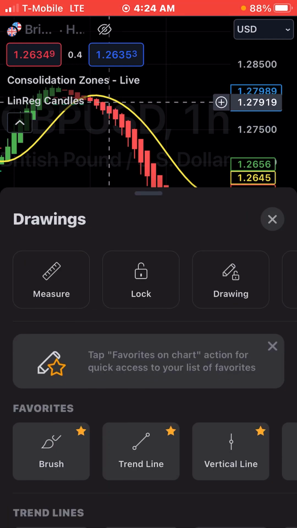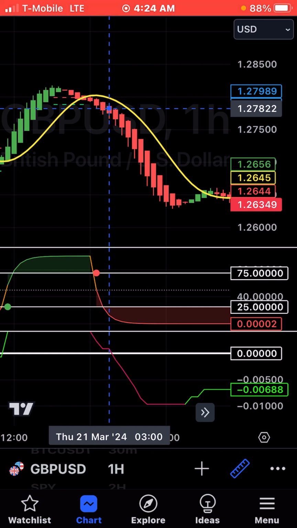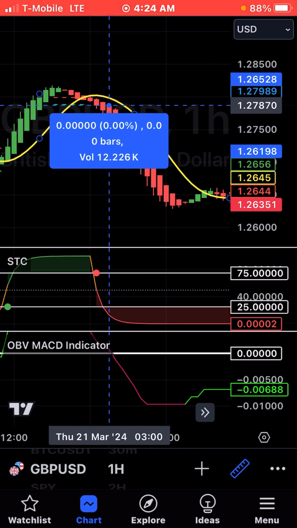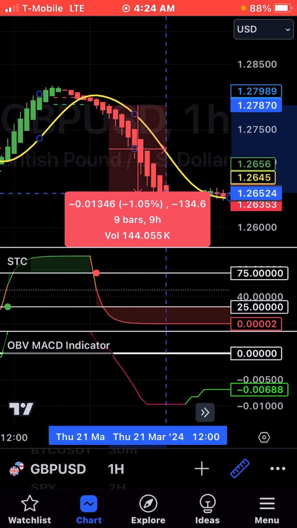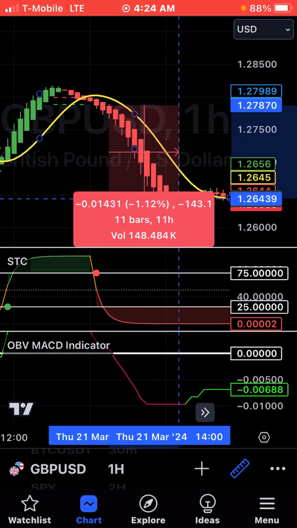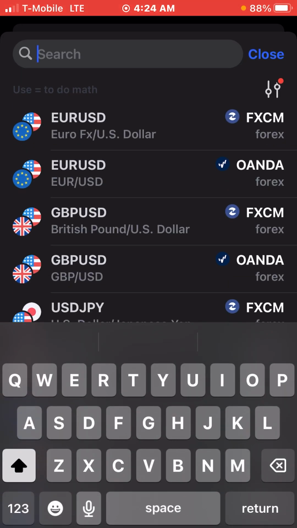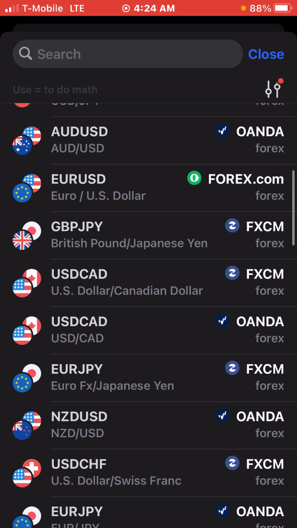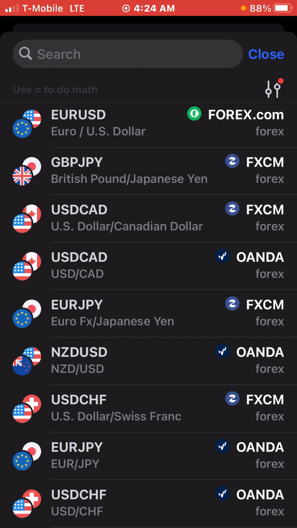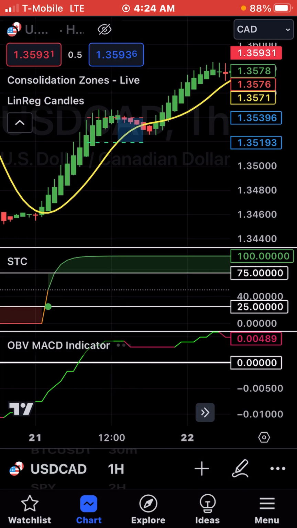So let's look at this move right here. It crosses down here on the linear line. We see that happening on the MACD. If you rode this entire thing out here to here, we got a 1,431 pip move. So I'm going to look at one more Forex pair. Let's look at the Canadian real quick.